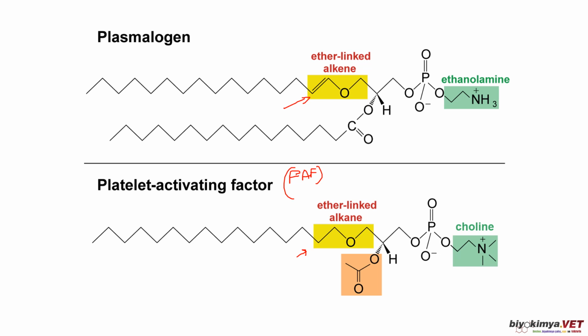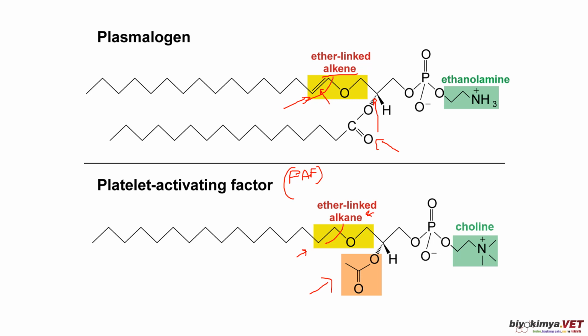In plasmalogen, it's a vinyl ether, an ether link with an alkene or alkenyl chain. Look here, there's a double bond. But in platelet activating factor, it's an ether link with an alkane or alkyl chain. There is no double bond. And the other major difference between plasmalogen and platelet activating factor: there is a fatty acid attached to the second carbon in the plasmalogen. But in platelet activating factor, there is an acetyl group attached to the second carbon.